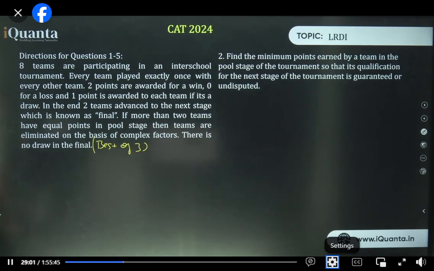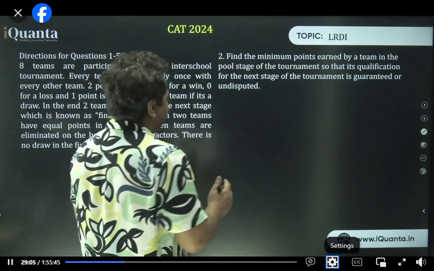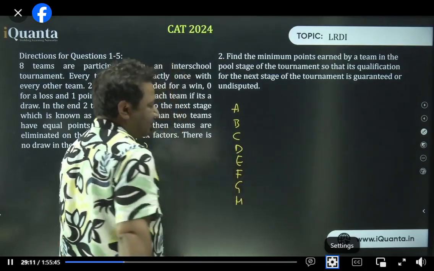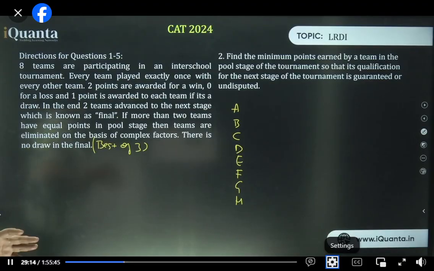All right, so let's try to solve this question. We have 8 teams. I'm naming them A, B, C, D, E, F, G, H. All right. मुझे मत बोलना कि मैंने A और B टीम को जिता दिया. I'll have to consider some to be winners, some to be losers.